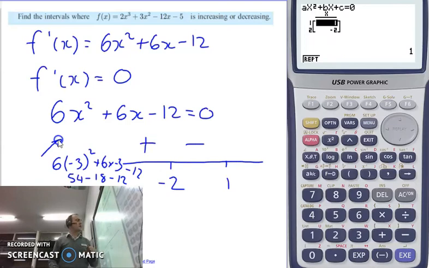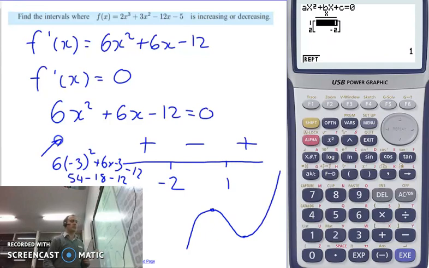And then I might choose a number greater than 1. Choose a round number, maybe 10. So 6 times 100 is 600, plus 60, take 12. I know that's going to be positive as well. So if I had to look at this, I'd say that it would be increasing, and then it's hitting the point at negative 2, and then it's decreasing, and then it's hitting the point at 1 where it begins to increase again. So that is how you use sign diagrams to sketch out a function.